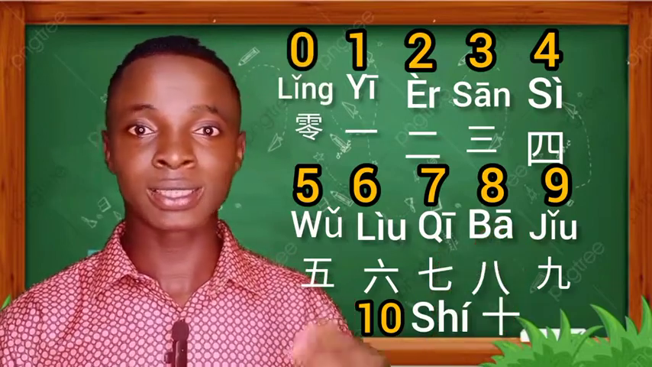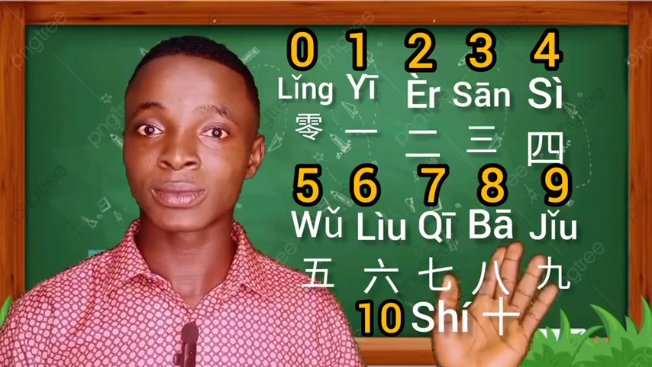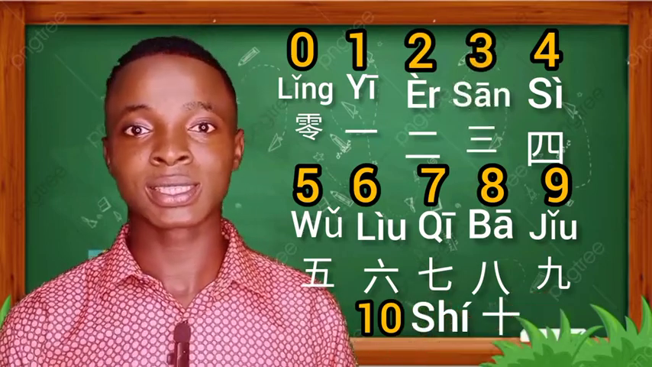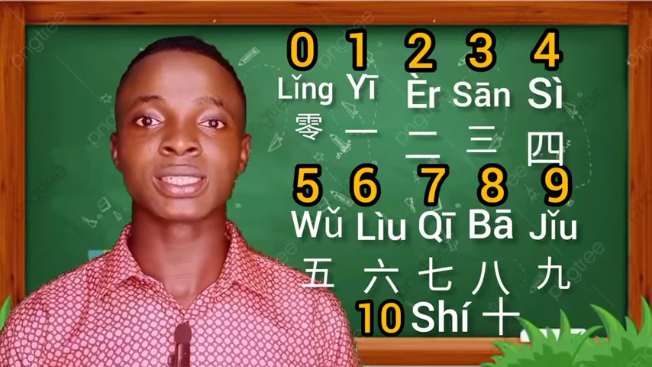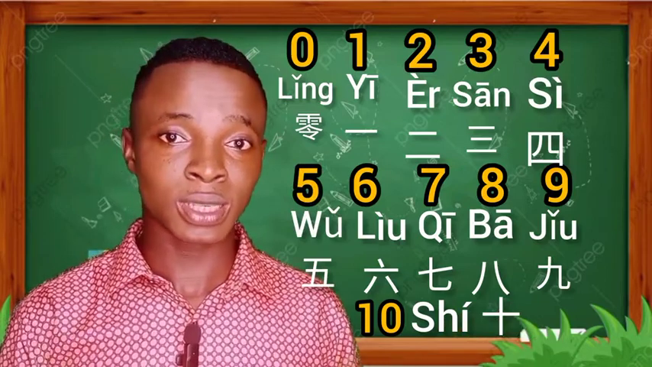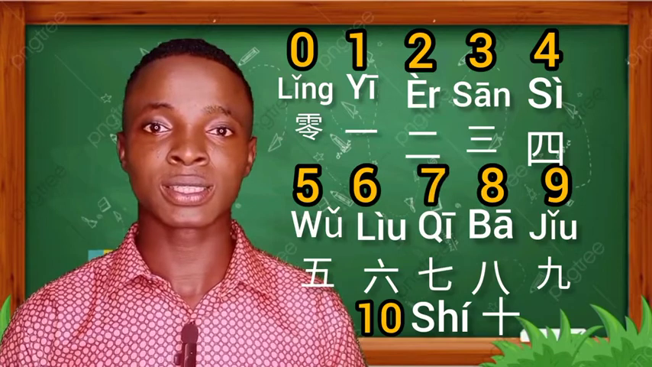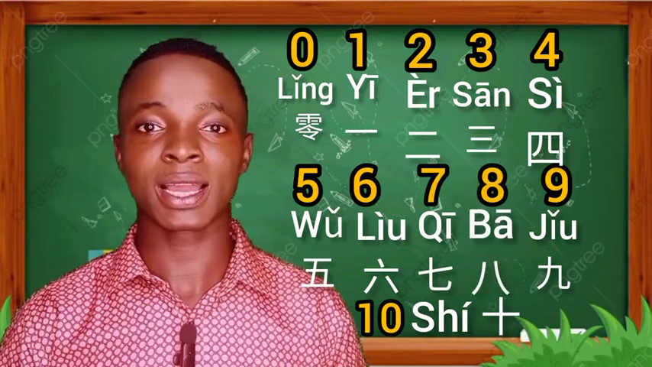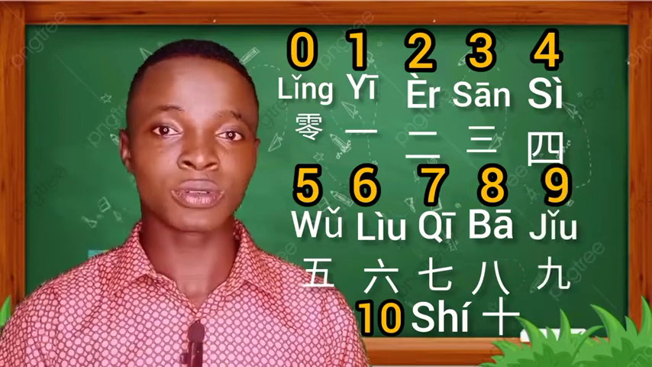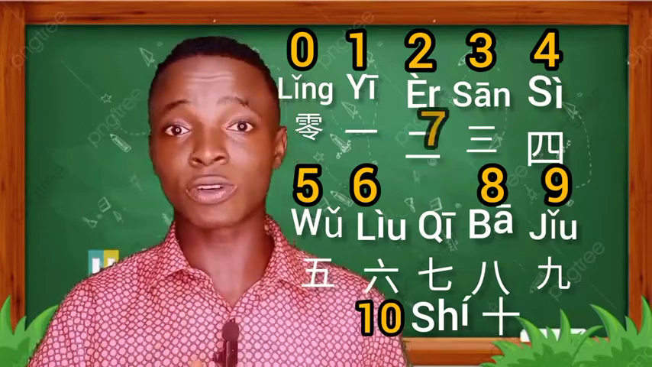Ling. Yi. Er. 三 四 五 六 七 八 九 十。 Today, we've been able to learn how to count Chinese numbers from 0 to 10.